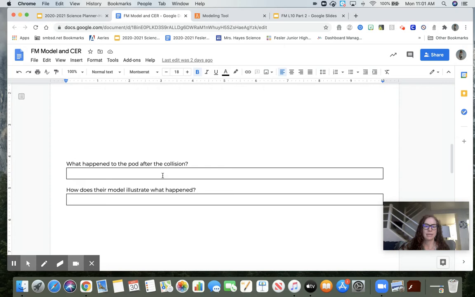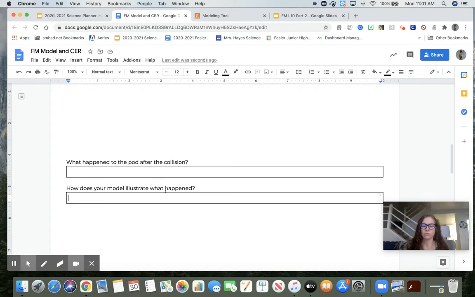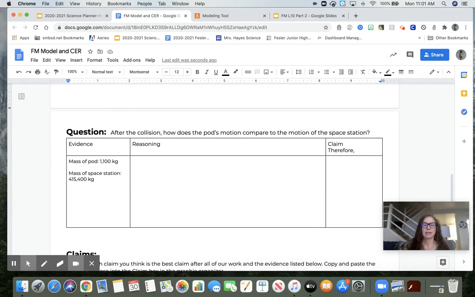Okay, so the questions that we need to answer are: what happened to the pod after the collision? And how does your model illustrate what happened? So what happened to the pod during the collision? What does your model show, right? Okay, and then here is our CER. So notice it is not very much, not like last time. So the question is, after the collision, how does your pod's motion compare to the motion of the space station?